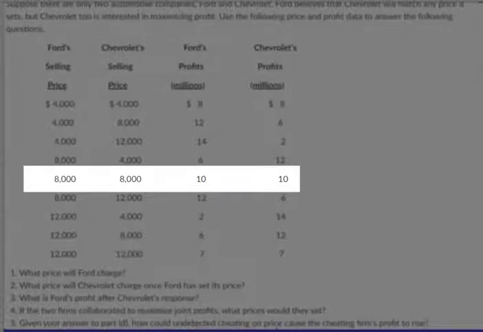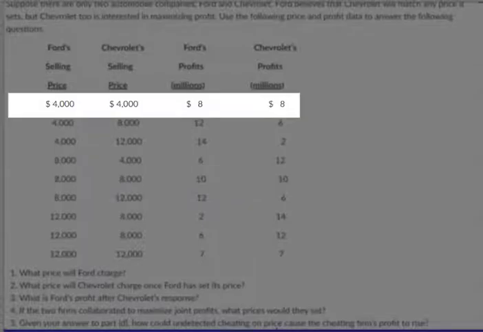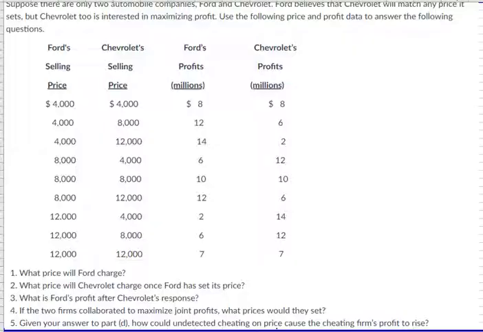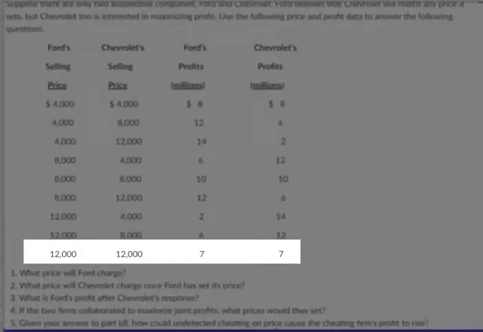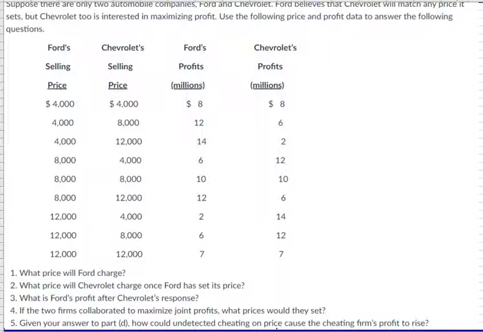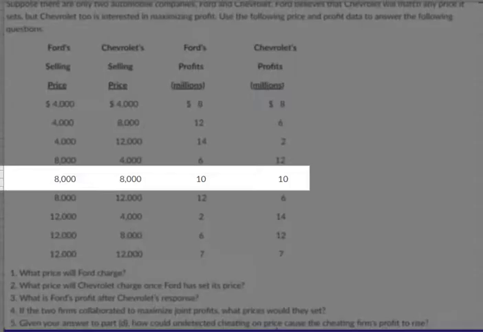Look, if Ford charged 4,000 and they believe Chevy's gonna charge 4,000, how much money would they make? 8 million. If Ford charged 12,000 and they believe Chevy's gonna match them and charge 12,000, how much money would they make? 7 million. Now if Ford charges 8,000 and they believe Chevy's gonna charge 8, how much profits would they make? 10 million. That's the biggest profits possible.